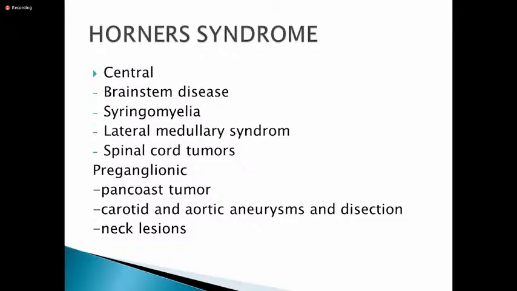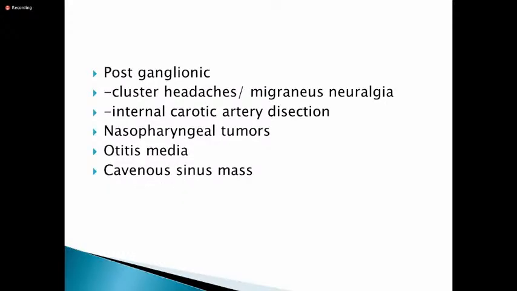So if a patient presents with the symptoms of Horner syndrome, then you have to be very careful, because it could be a sign of a big problem like a carotid body tumor or a Pancoast tumor. Ganglionic is after the superior cervical ganglion, and that presents with conditions like cluster headaches, internal carotid dissection, nasopharyngeal tumors, otitis media, cavernous sinus masses.